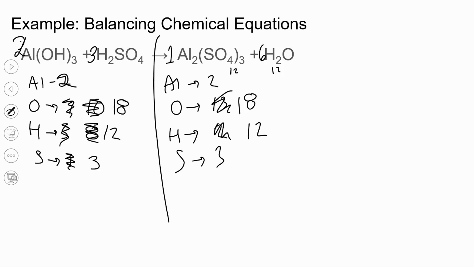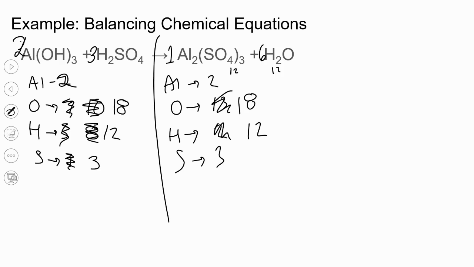Okay, so now it's balanced. The other thing I need to check for is I need to make sure that this is the simplest ratio. I can't divide out the same number from all of them. So this is simplified. Okay, if they were all divisible by 2, I would divide out by 2. Or divisible by 3. Okay?